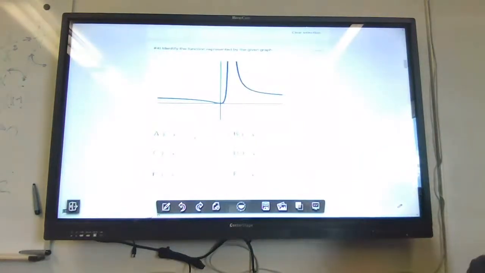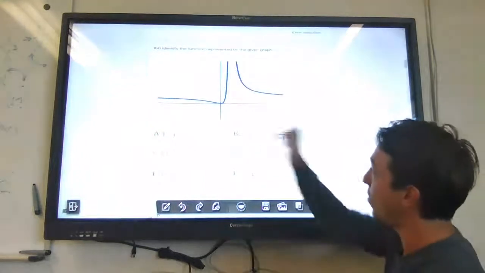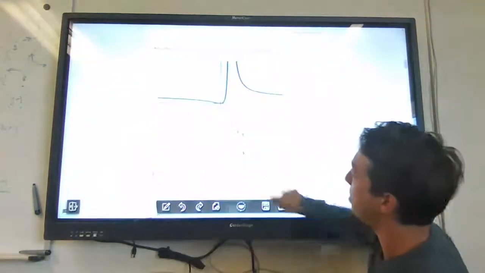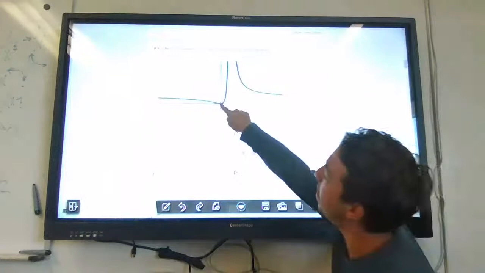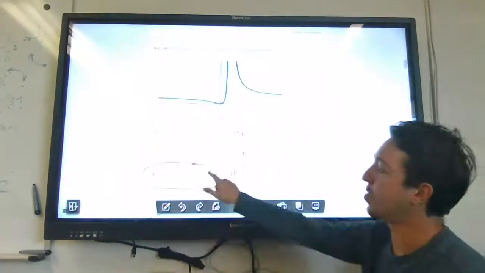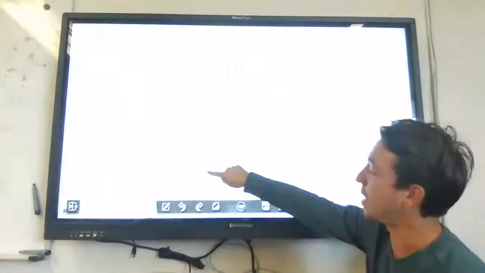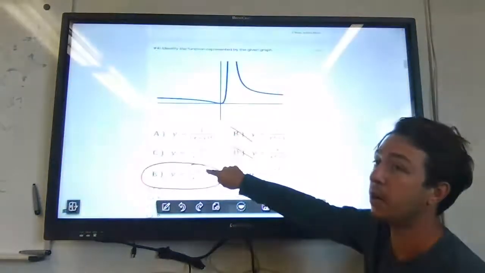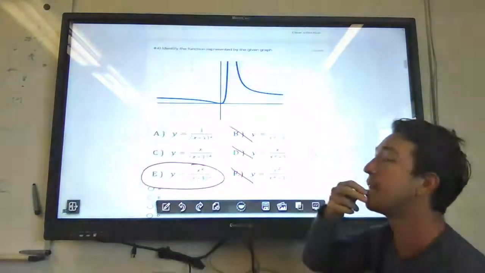Number 4, Foggers. Key feature of this graph: he's only got 1 vertical asymptote. So you could take those 2 facts and say, only 1 vertical asymptote, so I can cross out these guys. And he's bouncing off the origin, so that means it has to be E. Because look at the top: the thing that created the 0 is x squared. That means it's going to bounce off.